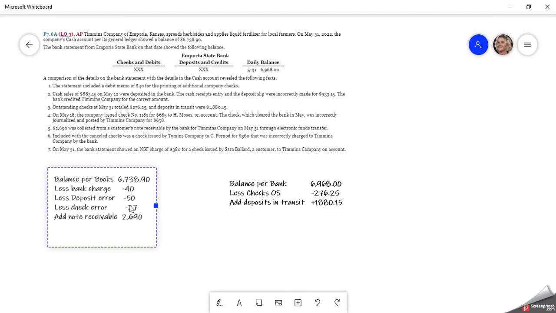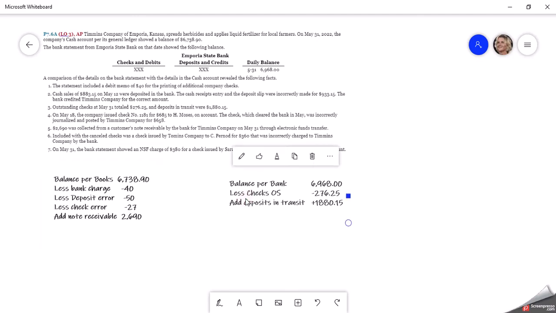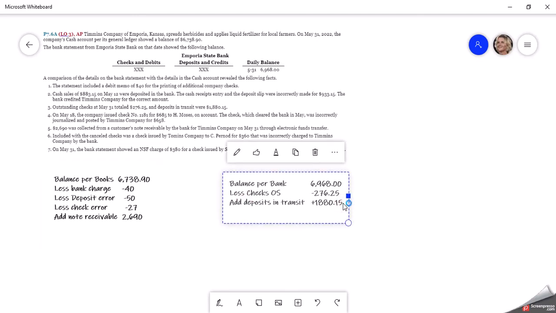Okay, then number 6, included with the canceled checks was a check issued by Tom and Company to C. Pernod for $360 that was incorrectly charged to the Tim Company by the bank. Okay, so it was a different company. So there was a check issued by another company that incorrectly got charged to their account. So in that case, we have to adjust the bank balance. So they have to add that back. So they subtracted it, and again, we got to add it back. And what was that total?